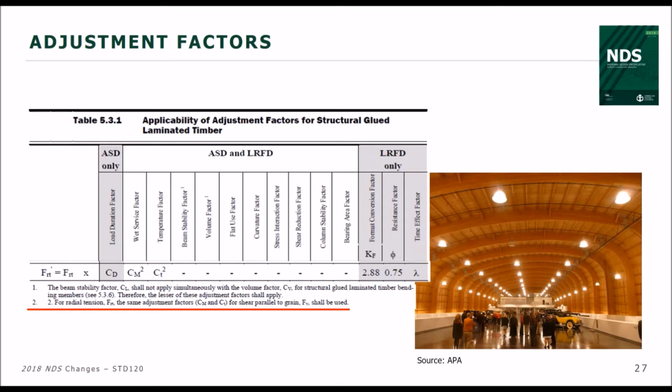And it had to do with, in the general chapter, chapter 2, it wasn't specifically noted in table 2.3.3, which is the temperature factor, and it doesn't include it also in the section 5.3.3 for moisture. They don't specifically reference the radial tension. So now it specifically states it in the adjustment factor table for glue laminated timber.